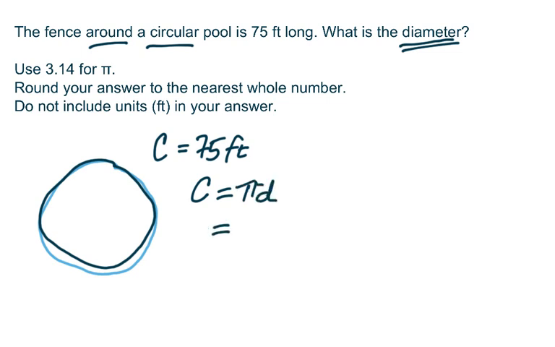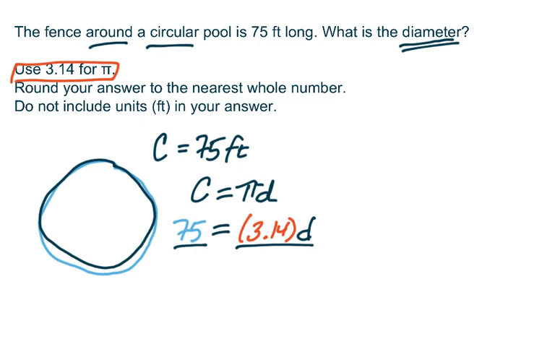Now that I've identified the formula that I'm using, I can start to substitute numbers into this formula. So I do know what the circumference is. It's 75 feet. So I'll substitute that in for C. I know from the problem that I'm supposed to use 3.14 for pi, so I'll substitute that here. And then what I'm looking for is the diameter, so I'll leave that as D.